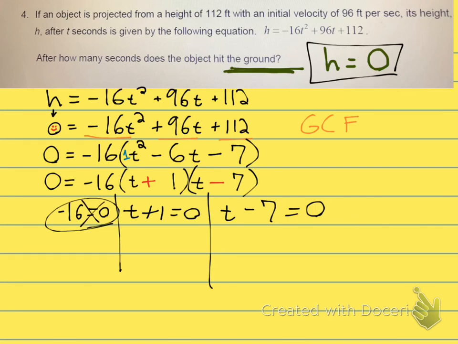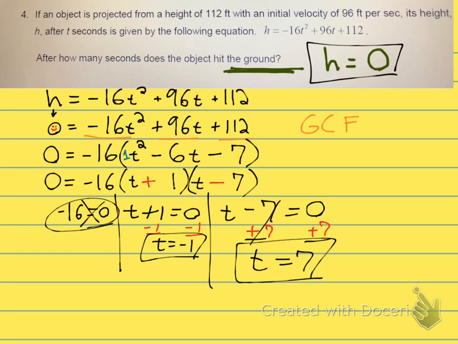t plus 1 equals 0. Subtract 1 on both sides. t equals negative 1. And t minus 7 equals 0. Add 7 to both sides. And t equals 7.